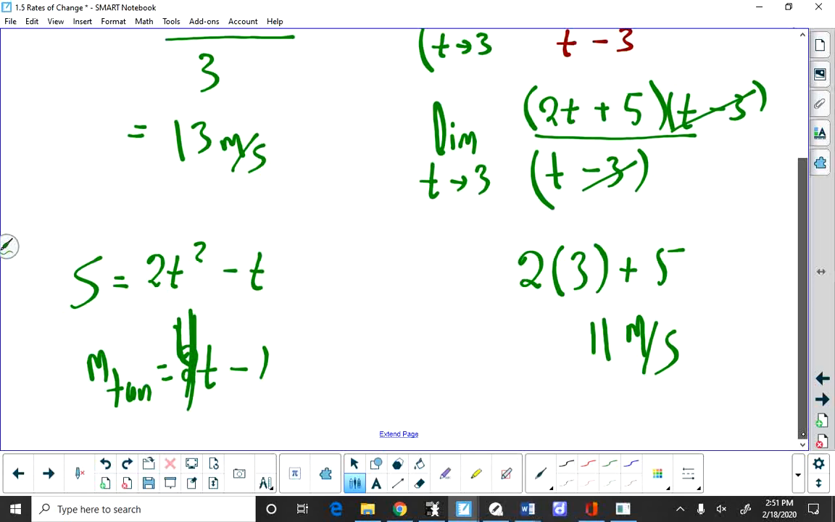Eventually what's going to happen is you'll get to the unit exam and you'll see, oh, find the instantaneous speed. You will not want to use limits. You won't. You'll just use what's called the derivative.